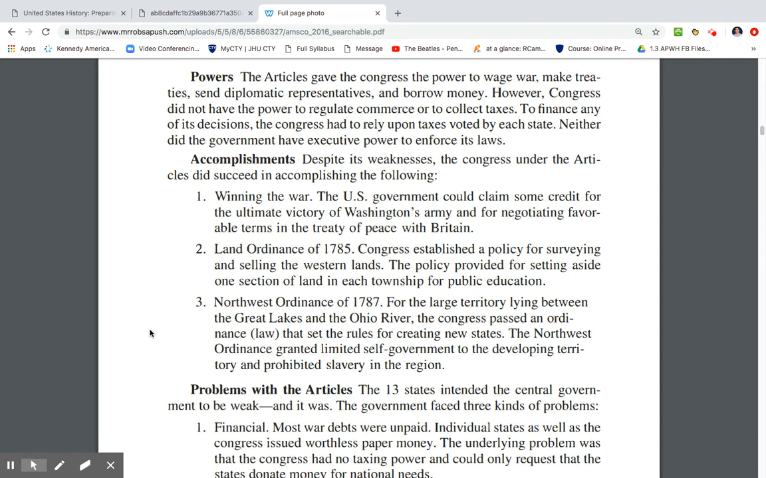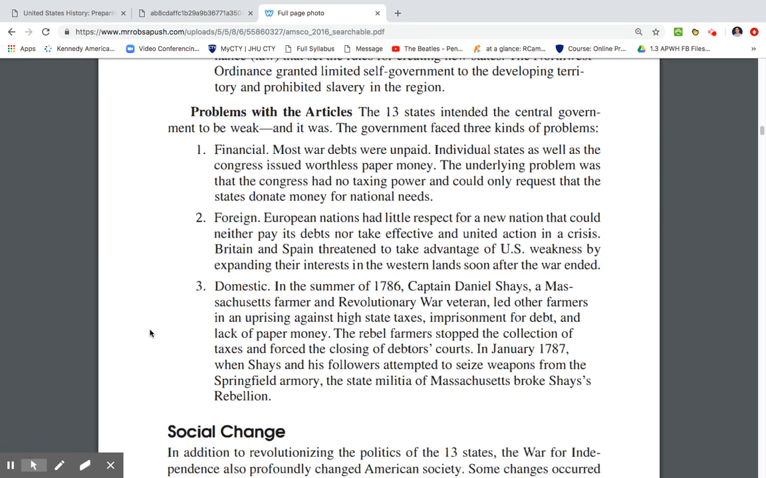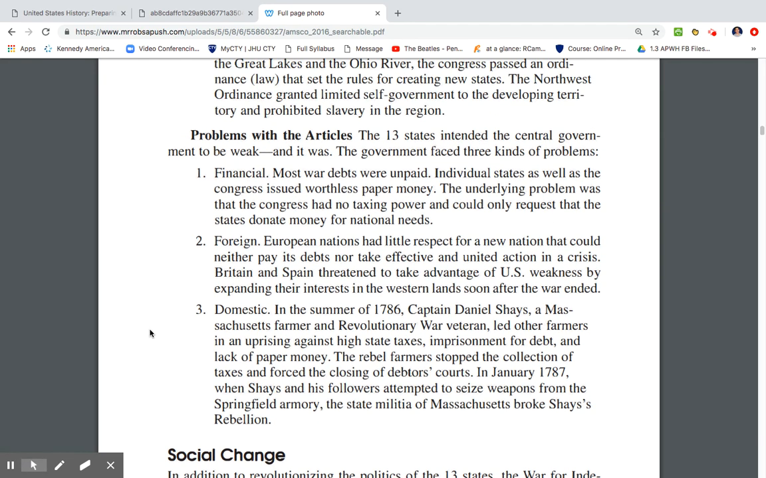Northwest Ordinance of 1787, for a larger territory between the Great Lakes and the Ohio River. The Congress passed an ordinance that set the rules for creating new states. So as people move westward, it sets how we will add states to the nation, right? So the Land Ordinance was a way of surveying land. The Northwest Ordinance, how to become a state. However, there are many problems.